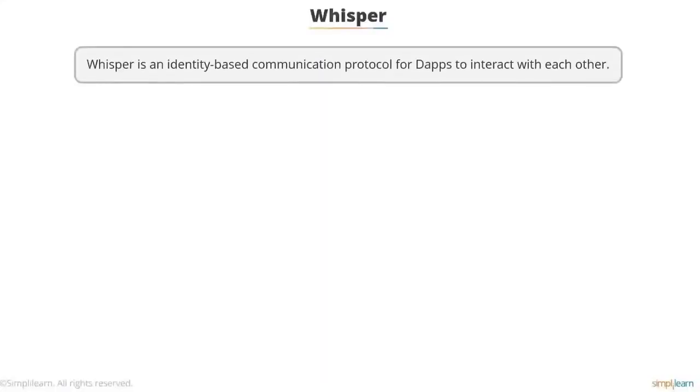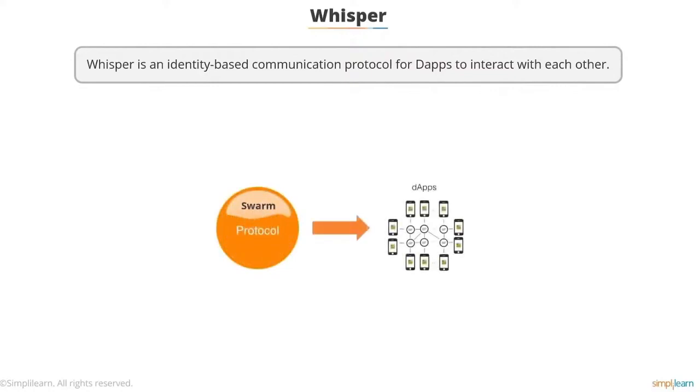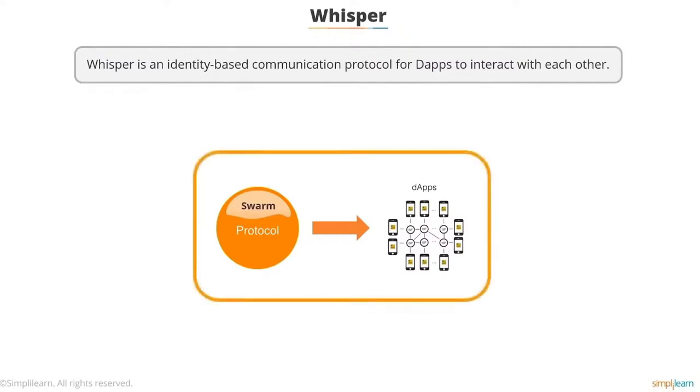Whisper. Whisper is an identity-based communication protocol for DApps to interact with each other. DApps that need to publish small amounts of information to each other and have the publication last some substantial amount of time prefer using Whisper. For instance, a DApp running a currency exchange may use Whisper to record an offer to buy a currency at a pre-agreed price on the exchange platform.